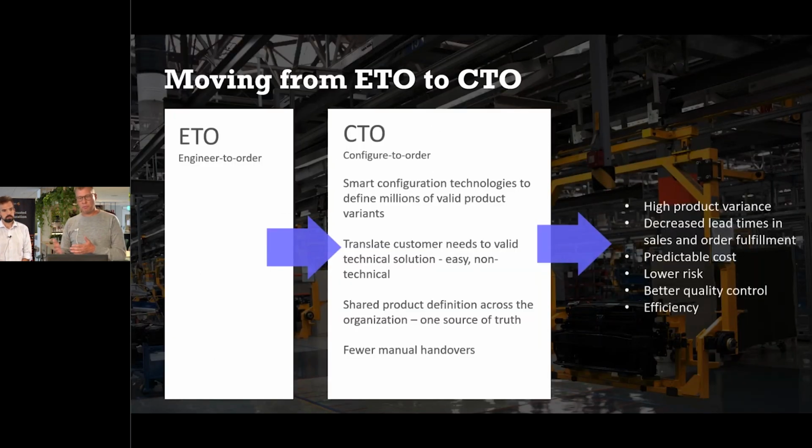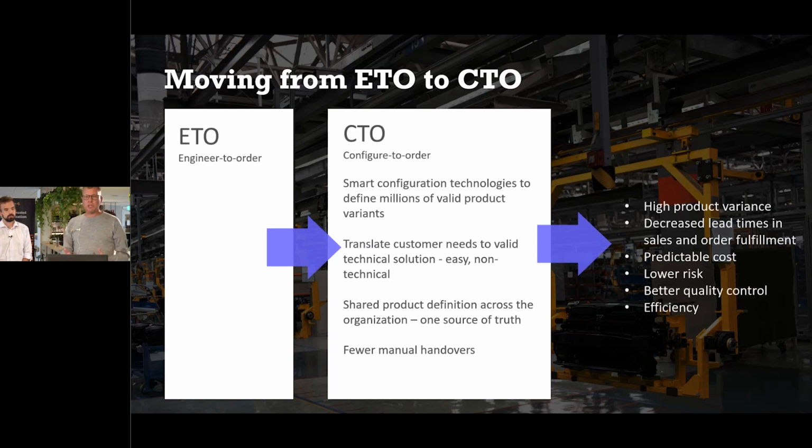So we are proposing, or we are working, of course, with what we call configure to order process. And this is where we use smart configuration technologies like Tacton's to define millions of valid product variants. So we still have the variety of things, but they're still valid in the sense that they are possible to produce, they're possible to install, and they're possible to service. As well as, of course, that we have a controlled cost of those production.